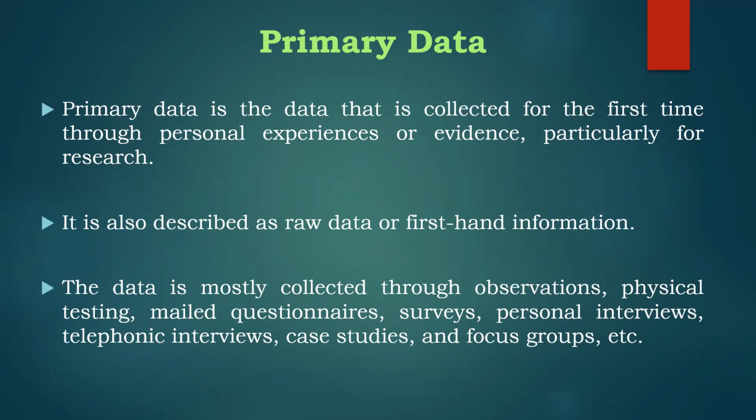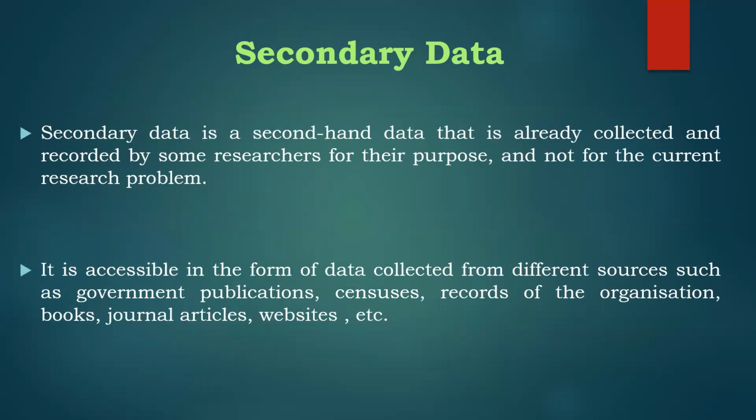The data is mostly collected through observations, physical testing, mailed questionnaires, surveys, personal interviews, telephonic interviews, case studies, and focus groups, etc. Next, we'll see what is secondary data. Secondary data is second-hand data that is already collected and recorded by some researchers for that purpose and not for the current research problem. It is accessible in the form of data collected from different sources such as government publications, census, records of the organizations, books, journals, articles, websites, etc.